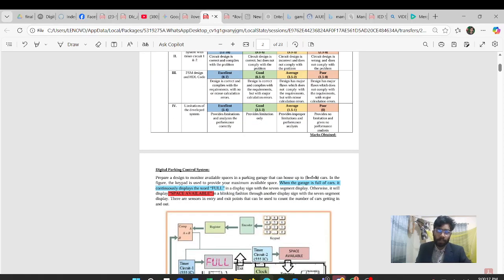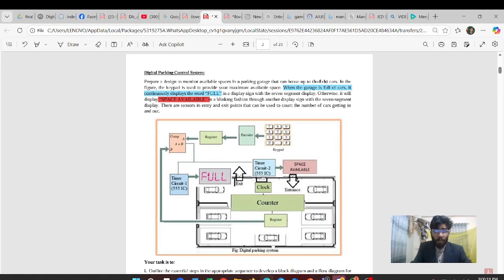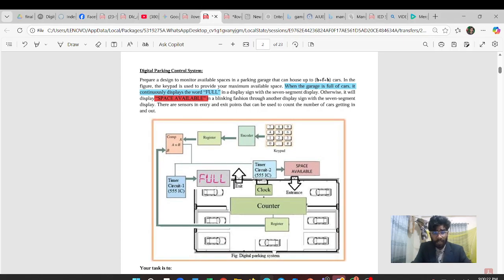Today I will discuss how to build a digital parking control system. First of all, they have a question. They want us to prepare a design to monitor available space in a parking garage that can house up to P plus F plus cars. That means, according to my ID, it is the car limitation, or maximum car capacity, of the garage.